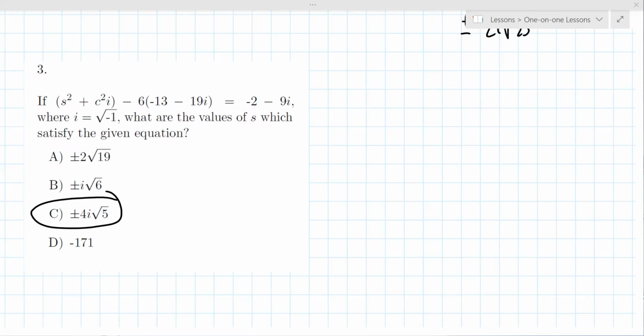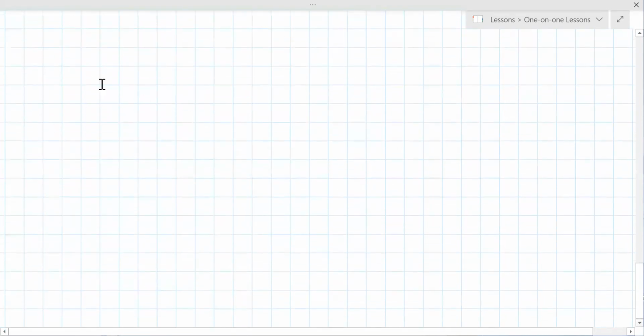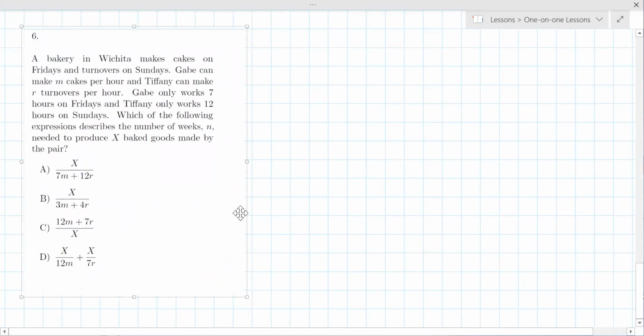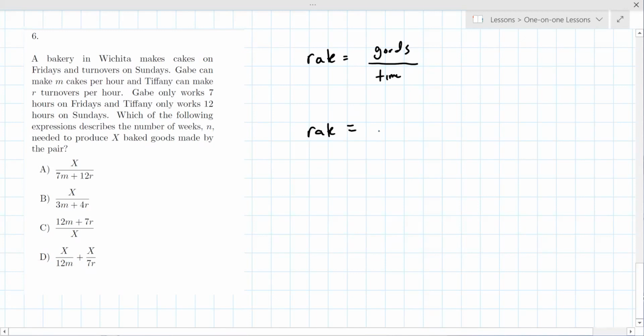Okay, so we're looking at, I know you've seen this problem before, but hopefully we only have to do one of these. So it's a bakery problem. It's talking about two different things that can be made. Rates are always something per unit time. In this case it's goods per unit time. And if you take your rate and multiply it by time, you get the goods. See if you can use that information for this one.